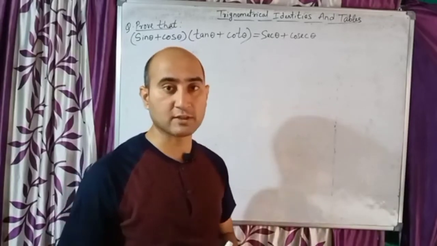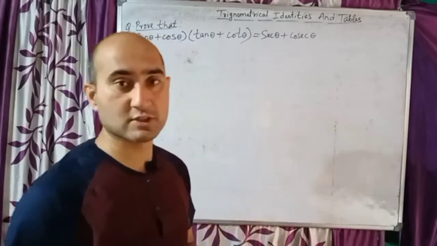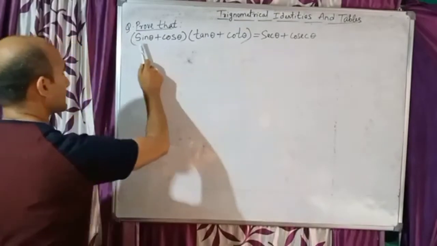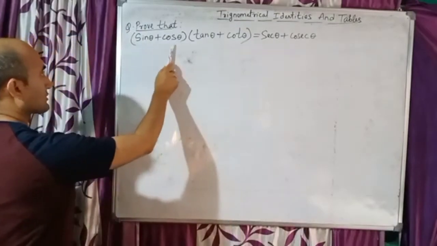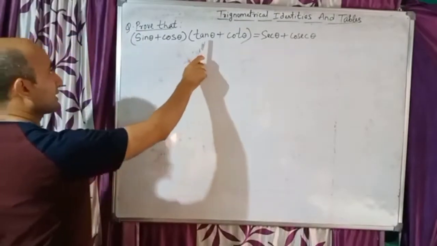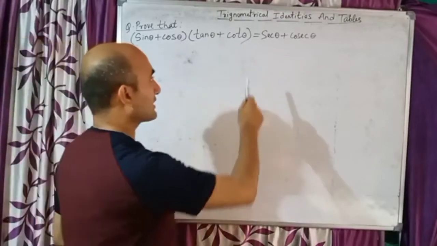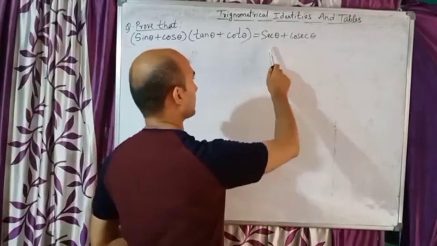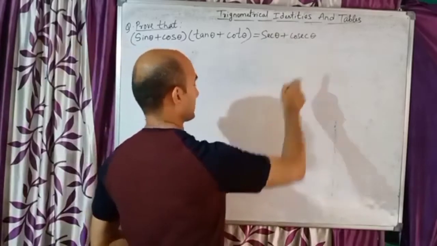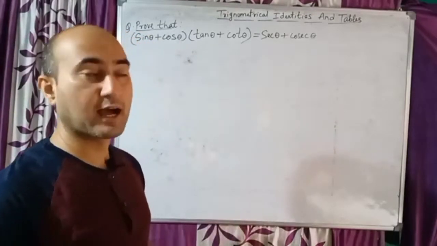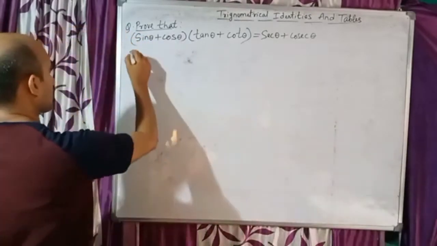So I have a question here. So let us discuss this question children. So on my left hand side I have sin theta plus cos theta multiplying with tan theta plus cot theta, and is equal to, on the right hand side we have sec theta plus cosec theta. So let us try to prove LHS equal to RHS. So my solution begins.